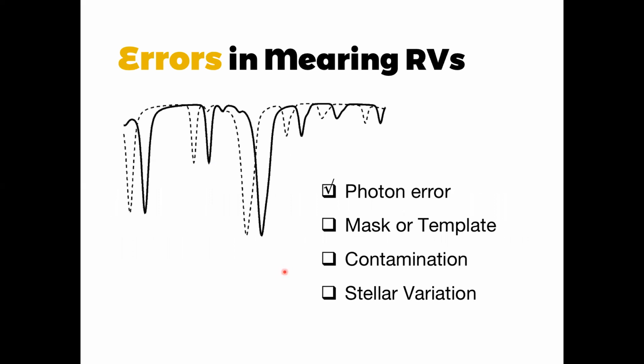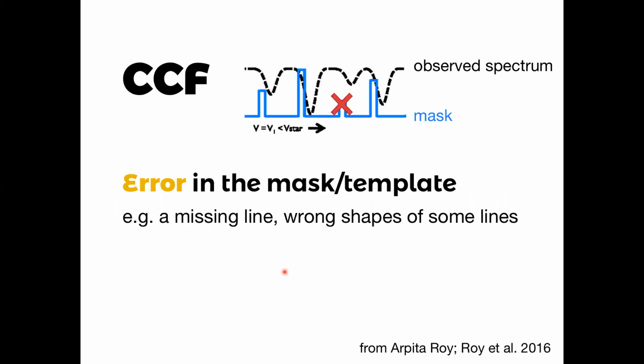All right, let's continue. So we've basically checked off photon error. Both standard methods could reach photon-limited precision if all the three other components can be taken care of. So let's look at them. First, error in the mask or template. For example, back to this CCF picture, if you have a missing line in your mask, say this is missing, or you have a wrong shape, say a wrong depth for this line or something, when you're performing the CCF, you're going to get a biased CCF shape.